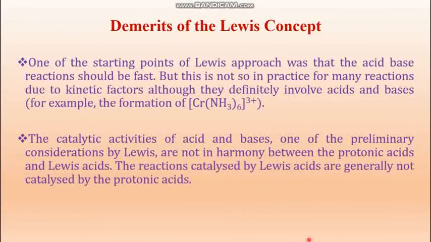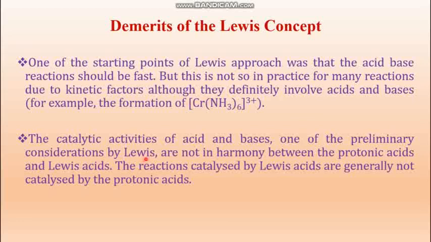There are some more demerits of this concept. One of the starting points of the Lewis approach was that acid-base reactions should be fast. In general, all acid-base reactions are fast, but some Lewis acid-base reactions are slow. This is not in practice for many reactions due to kinetic factors, although they definitely involve acids and bases. For example, the formation of the hexamine chromium complex is a slow reaction. According to Lewis acidity theory, an acid-base reaction is taking place here, but slowly. So not necessarily all the reactions have to be fast.